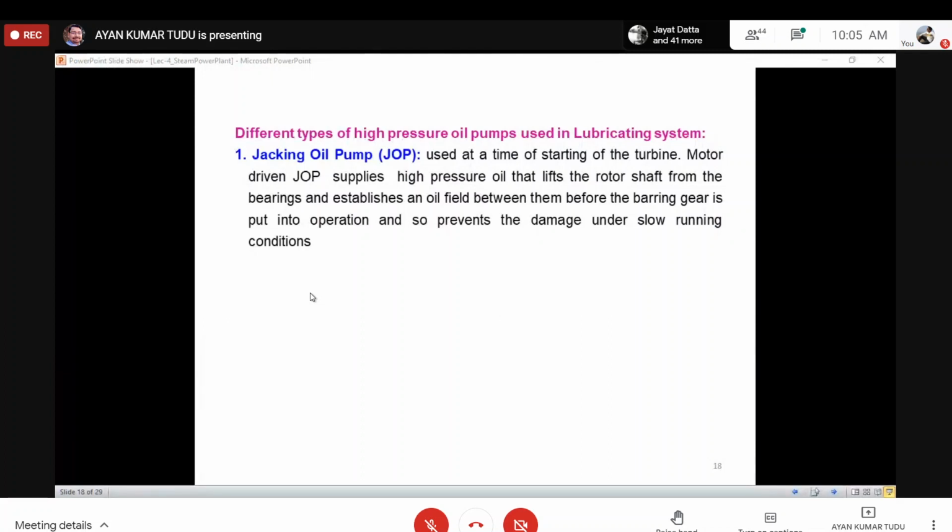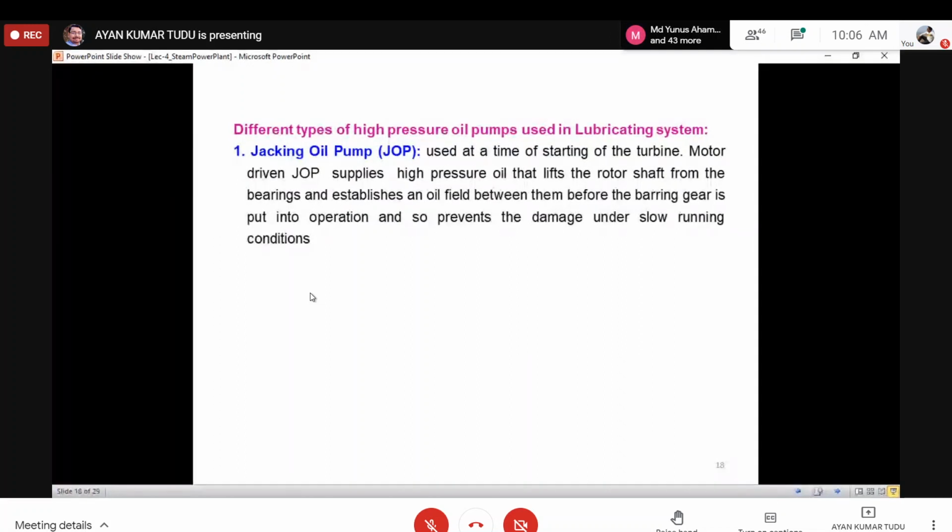What is the bearing gear? We'll be seeing that just after a few slides. It maintains an oil film between the rotor shaft and the bearings, and that's why it prevents damage under slow running conditions. That is the function of the jacking oil pump. Slow running conditions, because during starting the turbine rotates slowly. That's why we are talking about this jacking oil pump.